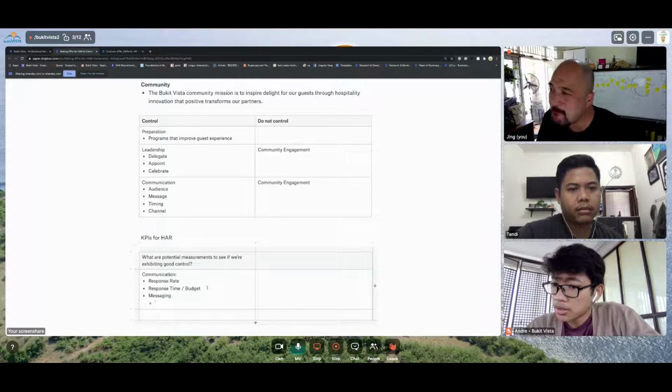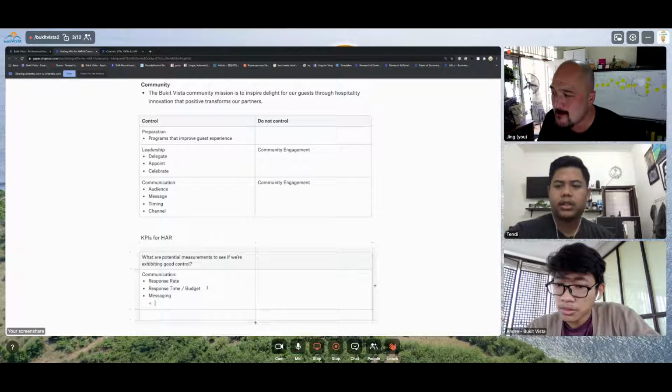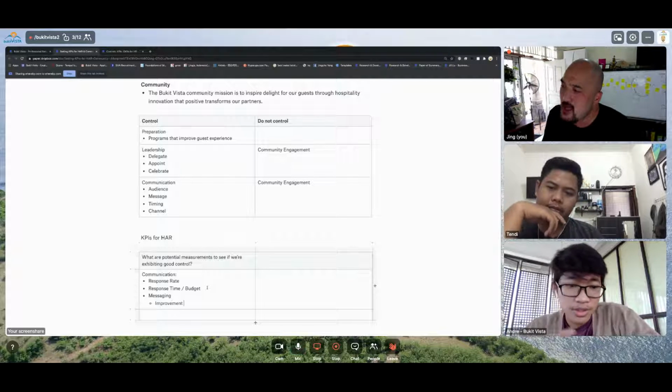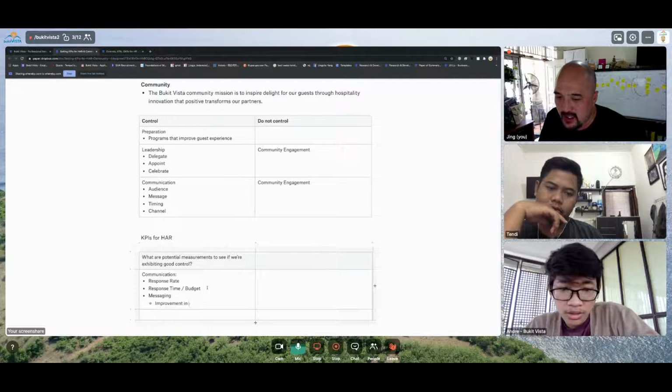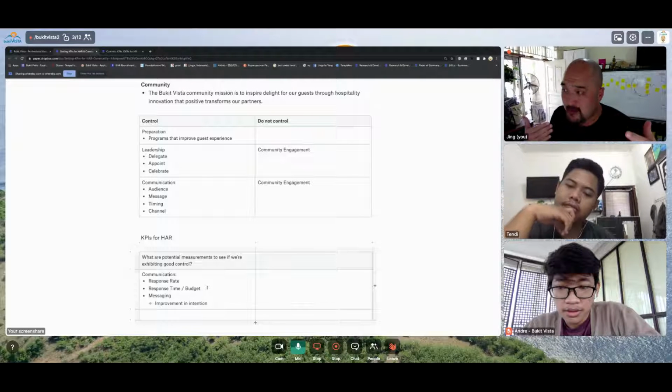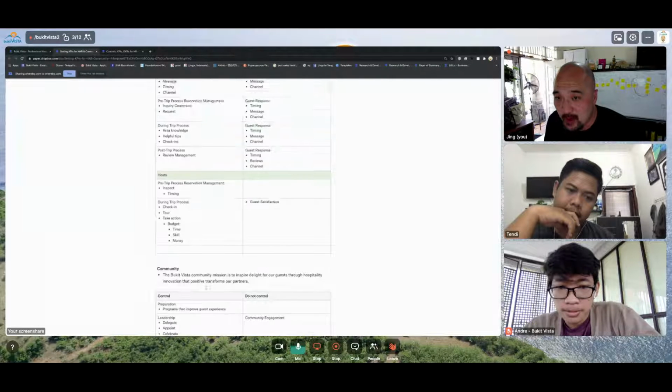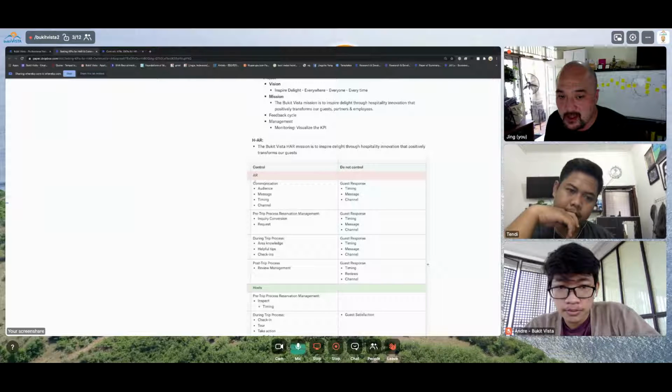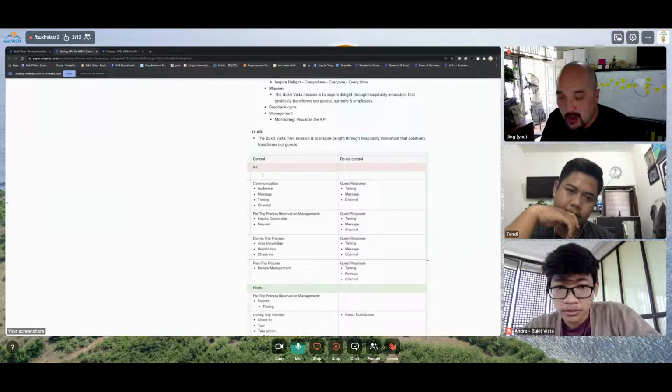What about messaging? What's within our communication control? How to measure the messaging? Improvement in the intention of the messaging. So if your messaging is intended to convert, are we seeing improvement in that? I think we can control improvement, right? But wait, let's not forget that what we can control, I think, is even more: I think we can control innovation, right? We can control innovation.